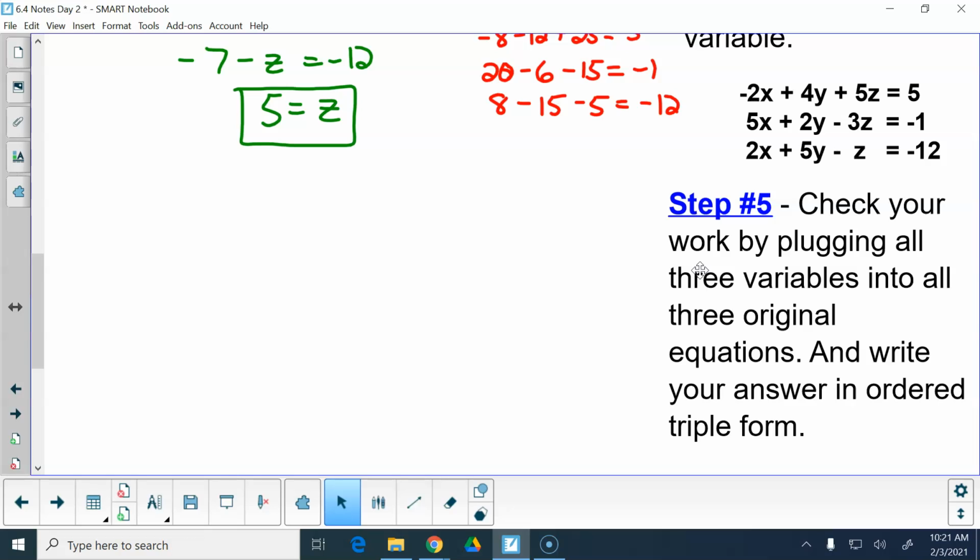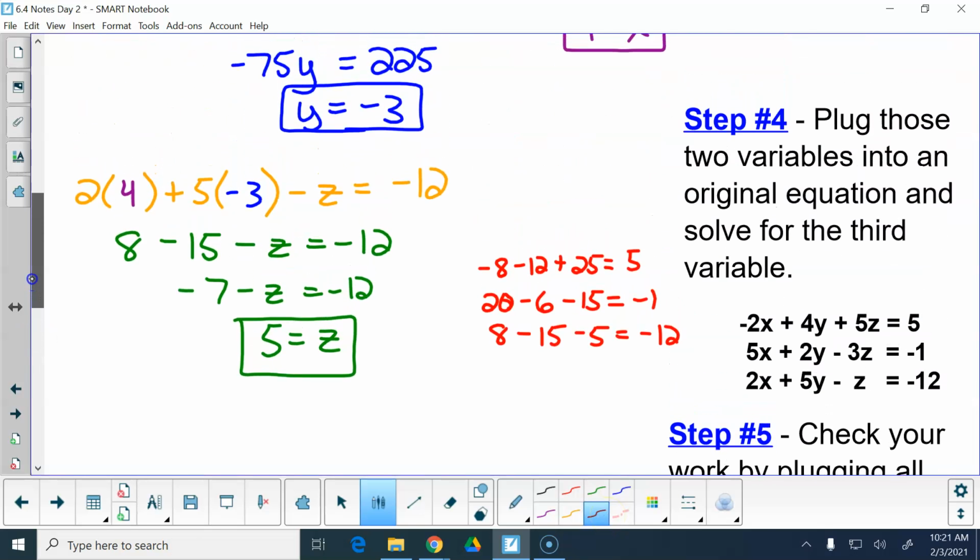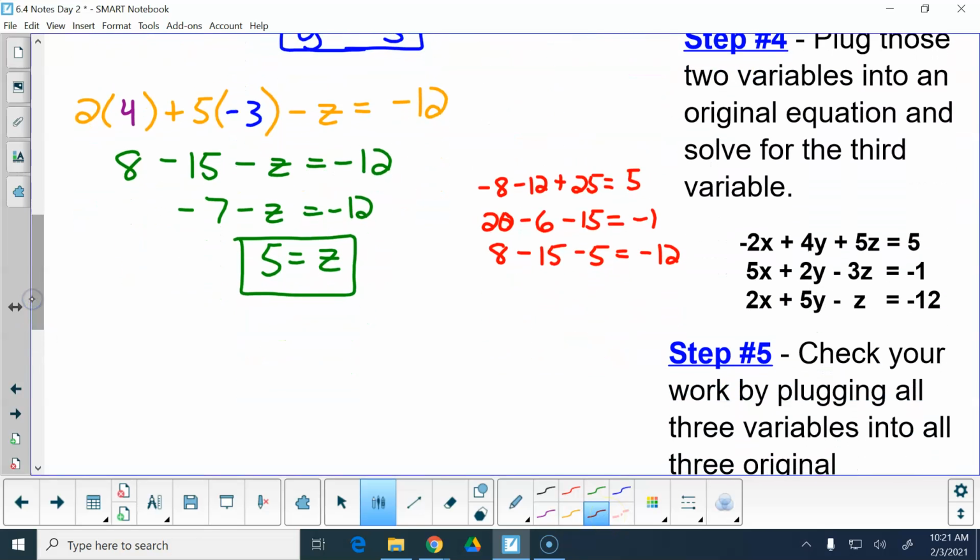And then we write our answer in ordered triple form. So again, what was x? 4. 4, comma, negative 3, comma, 5.